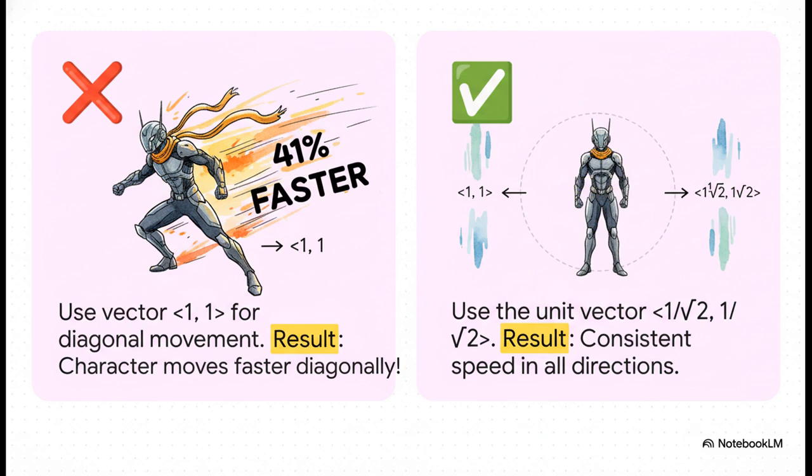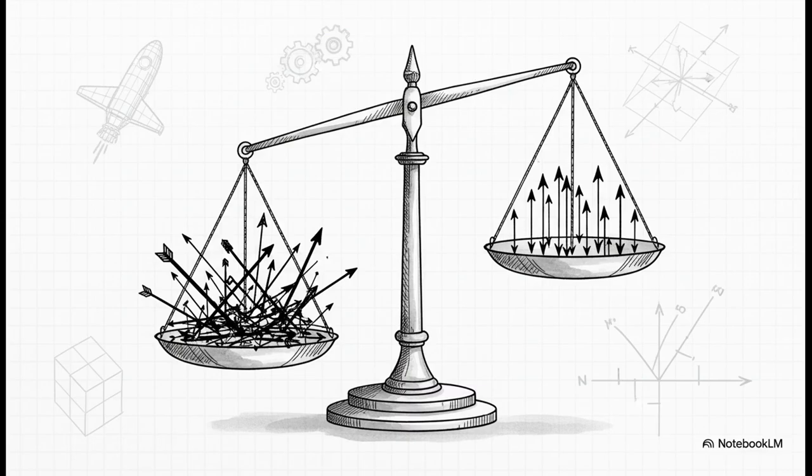That's a huge difference. But the pros? They normalize it. They use the unit vector, then multiply that by the character's speed. The result? Perfectly consistent speed in every single direction. And that right there is the whole point. Unit vectors are about pure, unadulterated direction. They are the great equalizers. They remove length from the equation so we can have fairness and consistency in everything from game physics and computer graphics to complex engineering simulations.